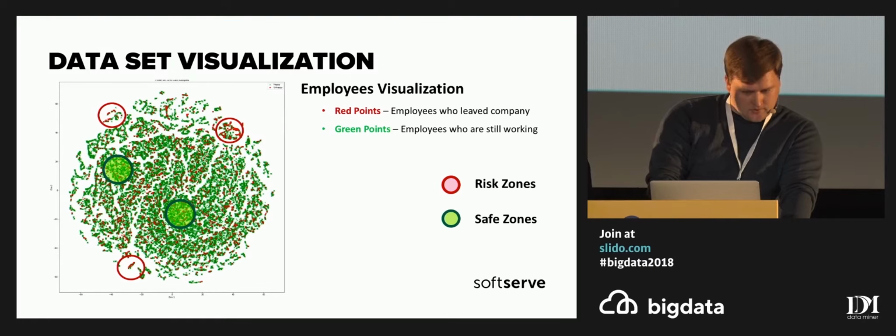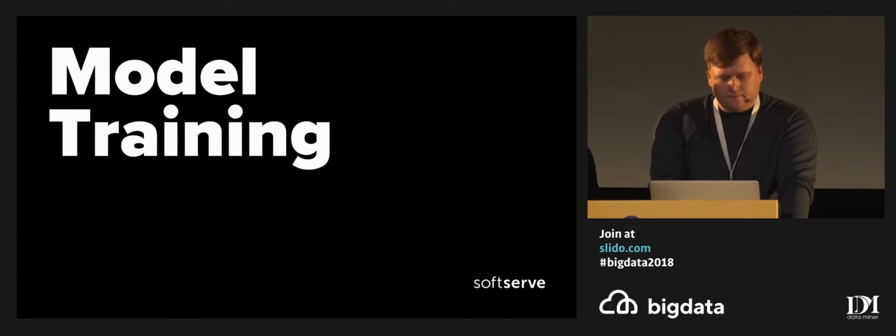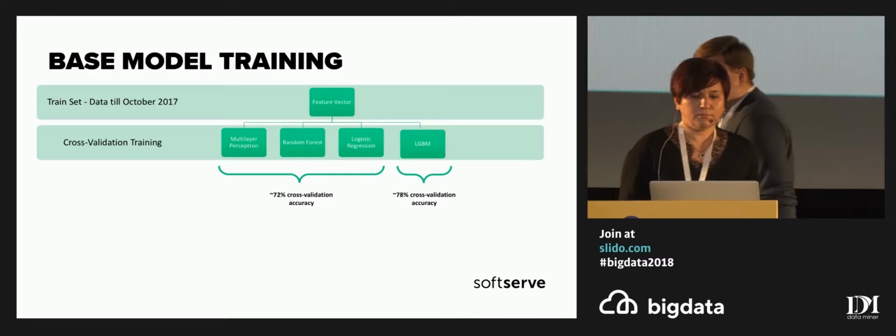Red points on this visualization are employees who left the company, and green ones are still working. Please keep that in mind. Okay, next stage, model training.